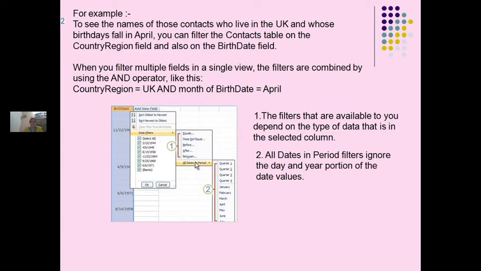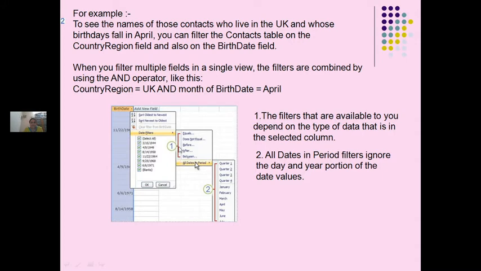Here he is showing an example: to see the names of those contacts who live in the UK whose birthdays fall in April, you can filter the contacts table on the country region field and also on the birthday, because he's asking for the contacts who live in the UK and whose birth dates fall only in April. When you filter multiple fields in a single view, the filters are combined by using the AND operator. Country region is equal to UK and month of birth date is equal to April. You can see in the picture it is shown clearly.